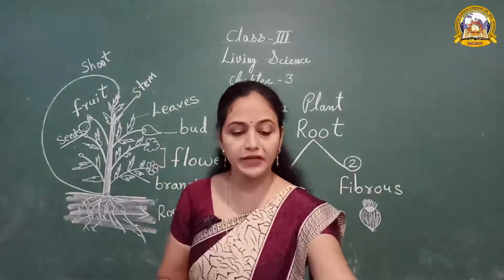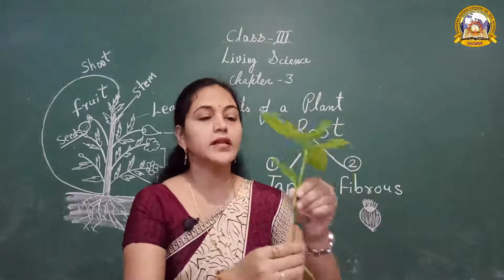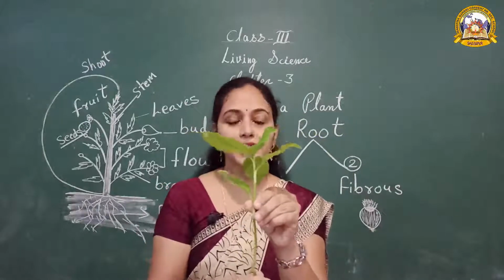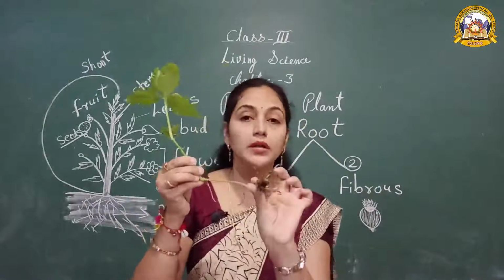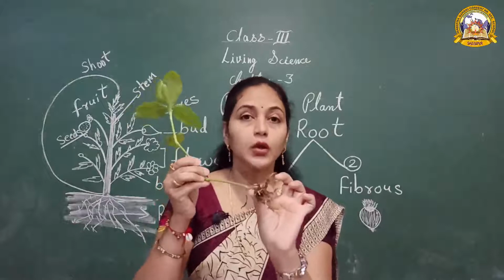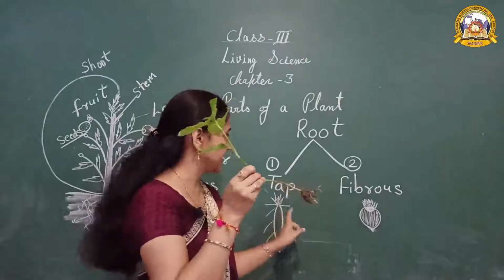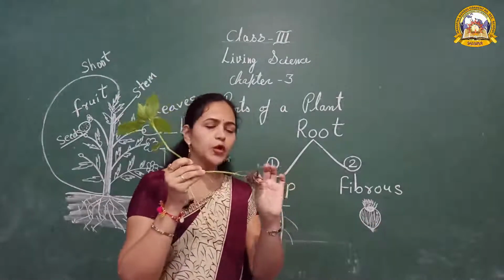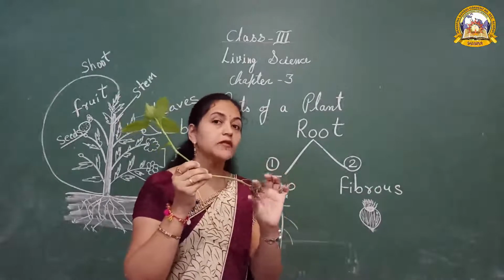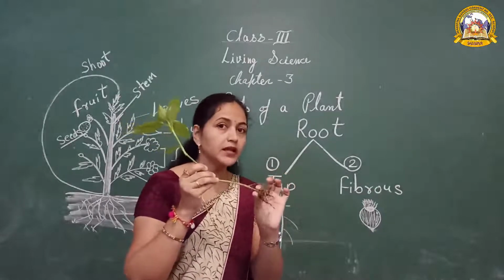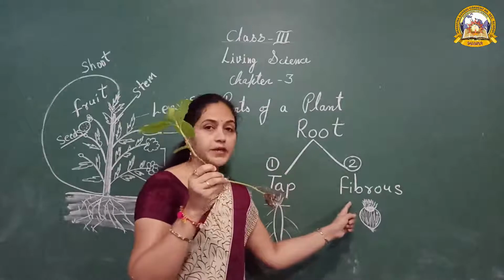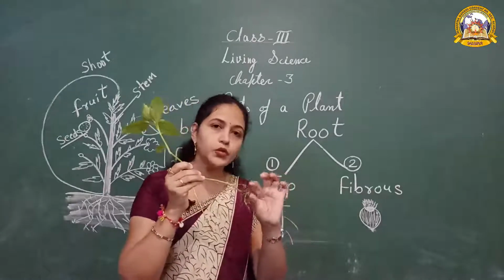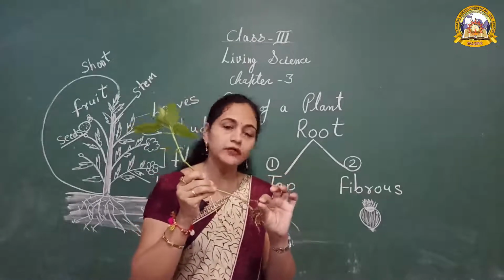Now look here, I will show something. This is the plant. This is the root. Which root is matching here? A number of roots are there. So which type of root is this? This root is a fibrous root. A number of roots are there, so this is the fibrous root.